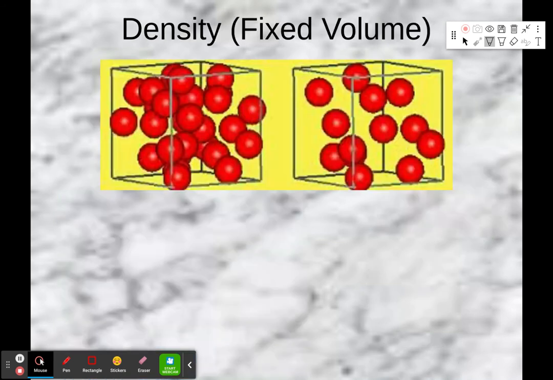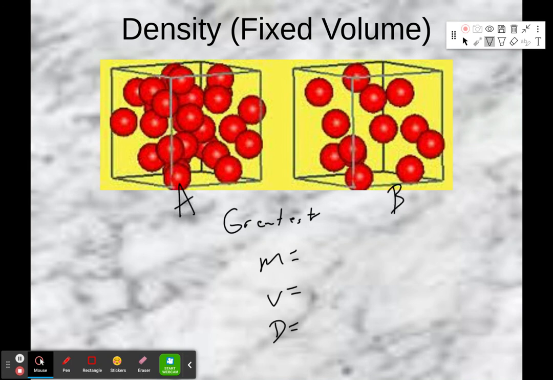Okay. Real quick, on your notes and everything right now, which one of these has the greatest mass, volume, and density? Right now, pause the video and take a guess. And I guess I should have said, this is box A and this is box B. That would help you out greatly.